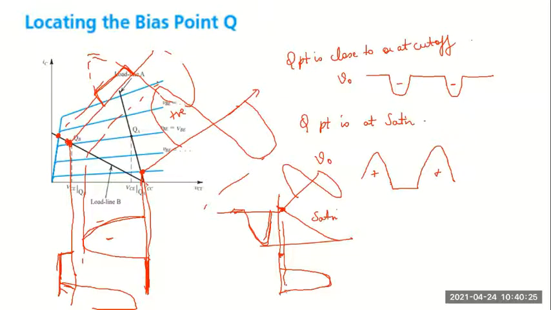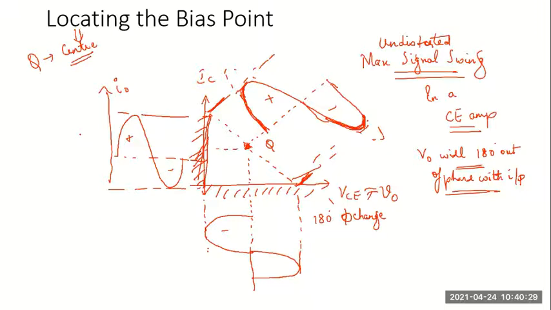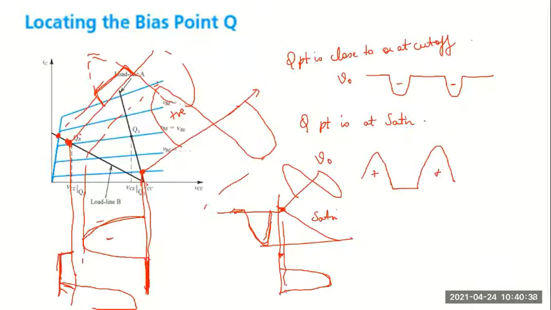So you'll explain by showing the Q point being in the center of the load line, how you will get maximum signal swing or maximum undistorted signal swing. Whereas if I have the Q point anywhere near saturation or cutoff, it will result in what? Clipping off of the signal, or distortion of the signal, we call.